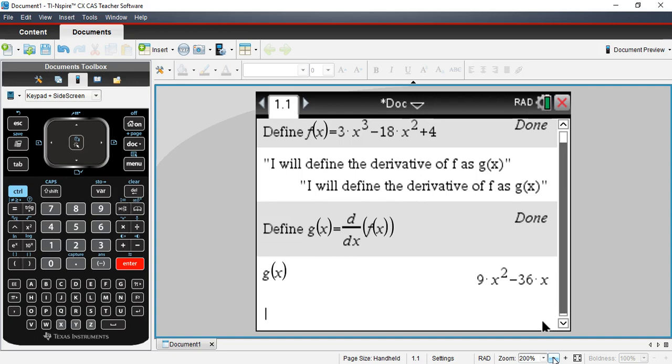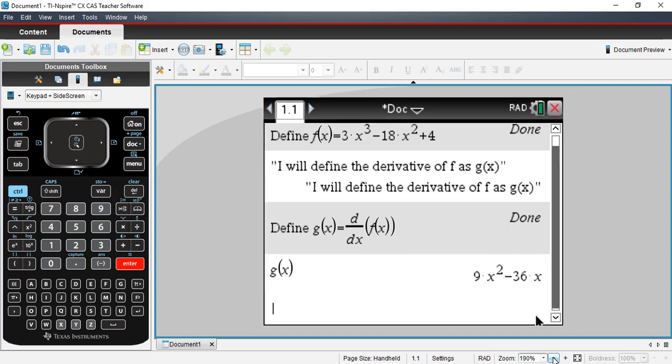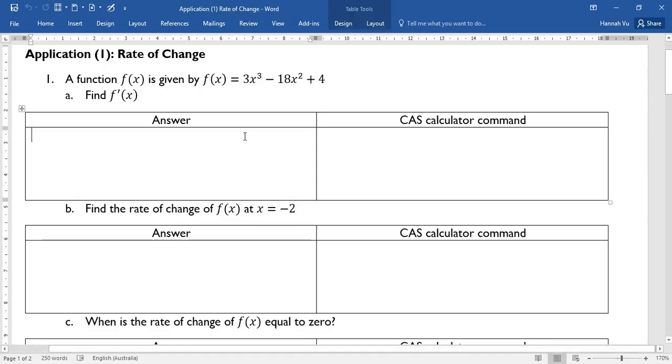Yes? So the answer for part A will be 9x squared minus 36x. However, you don't want to write g of x into the actual answer. So in the answer, use f prime of x again. Don't use g of x. G of x is strictly in your CAS. You probably want to write somewhere that you are defining g of x as the derivative of f of x, so you remember what g of x is supposed to be. Do not use g of x in here.